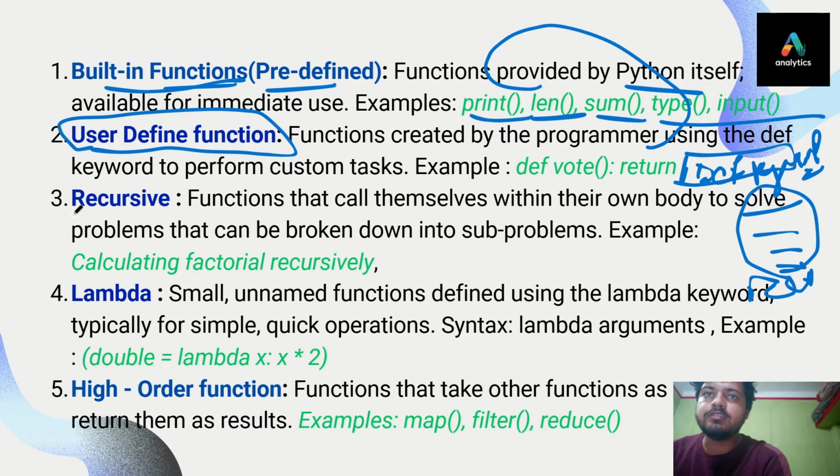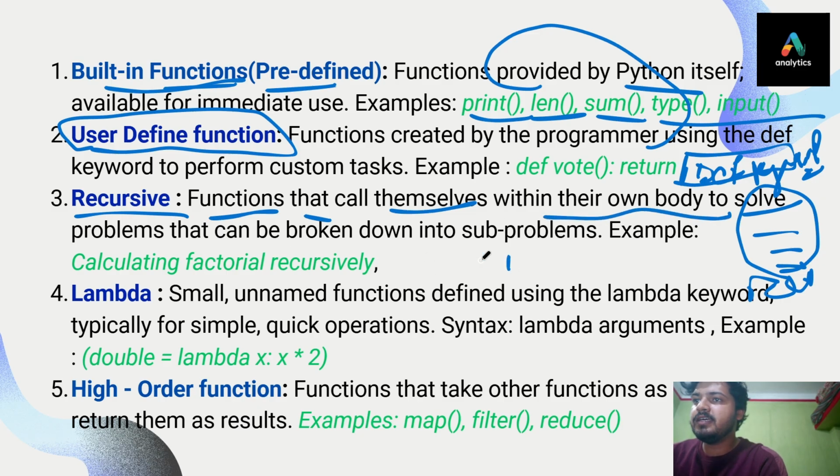The third one is the recursive function. The function calls itself, a function that calls itself within its own body. Functions like factorial and Fibonacci series mostly use the recursive function method.